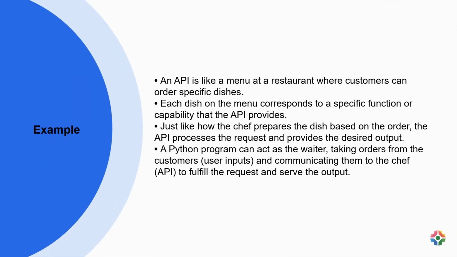An API is like a menu at a restaurant where customers can order specific dishes. Each dish on the menu corresponds to a specific function or capability that the API provides. Just like how the chef prepares the dish based on the order, the API processes the request and provides the desired output. A Python program can act as the waiter, taking orders from the customers, user inputs, and communicating them to the chef API to fulfill the request and serve the output.